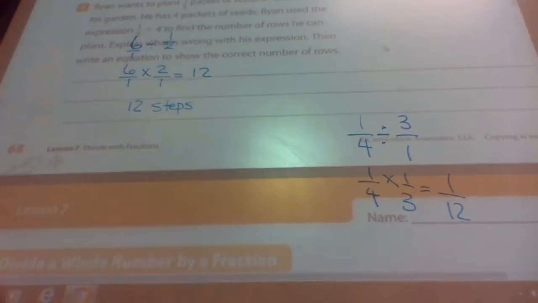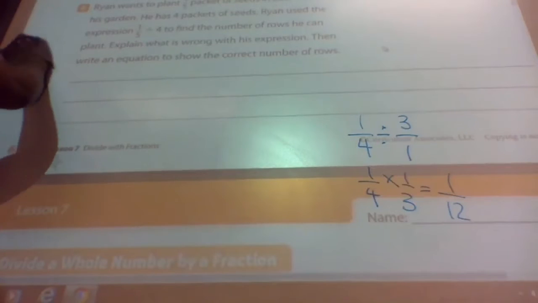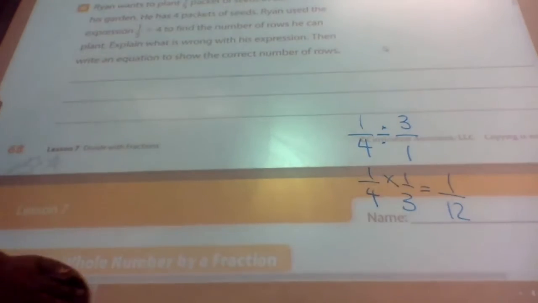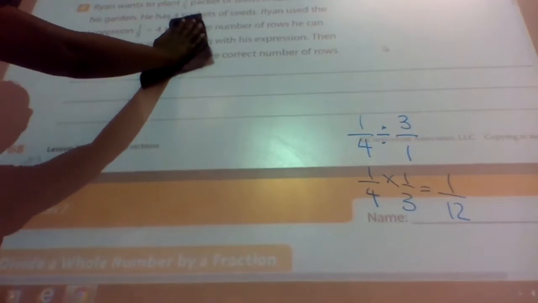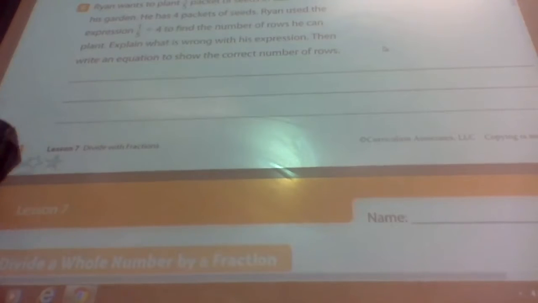It says Ryan wants to plant 1/5 packet of seeds in each row of his garden. He has 4 packets of seeds. He used the expression 1/5 divided by 4 to find the number of rows he can plant. Explain what is wrong with his expression. Then write an equation to show the correct number of rows. All right, so let's look at that problem.